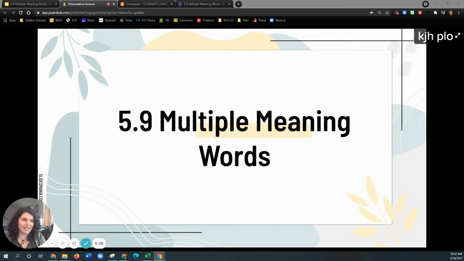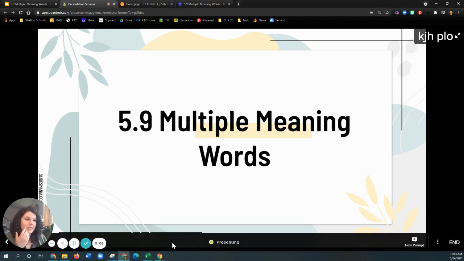We're looking at 5-9, multiple meaning words. This is the lesson you didn't know you needed.